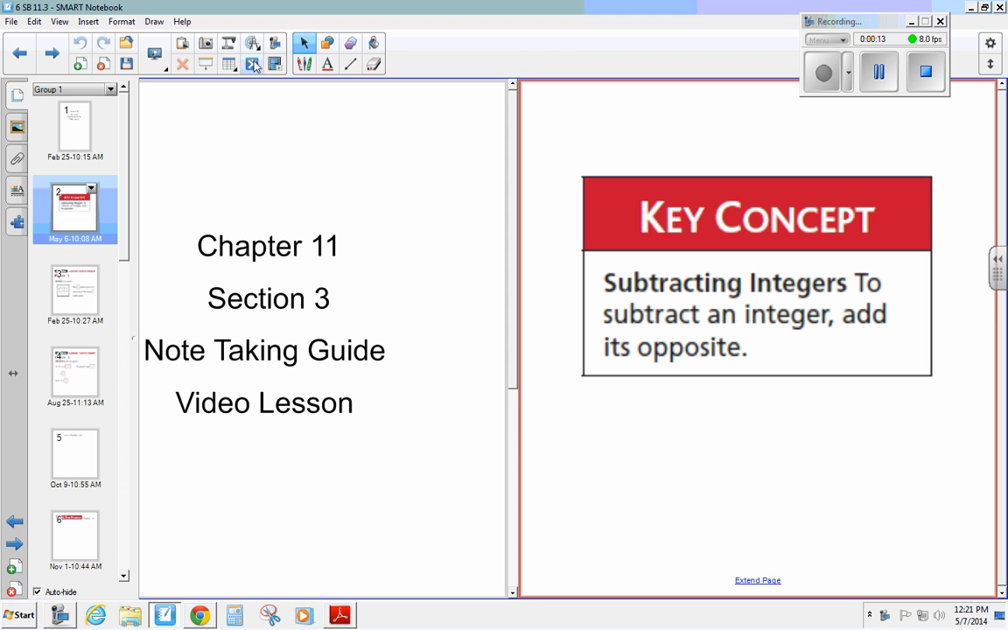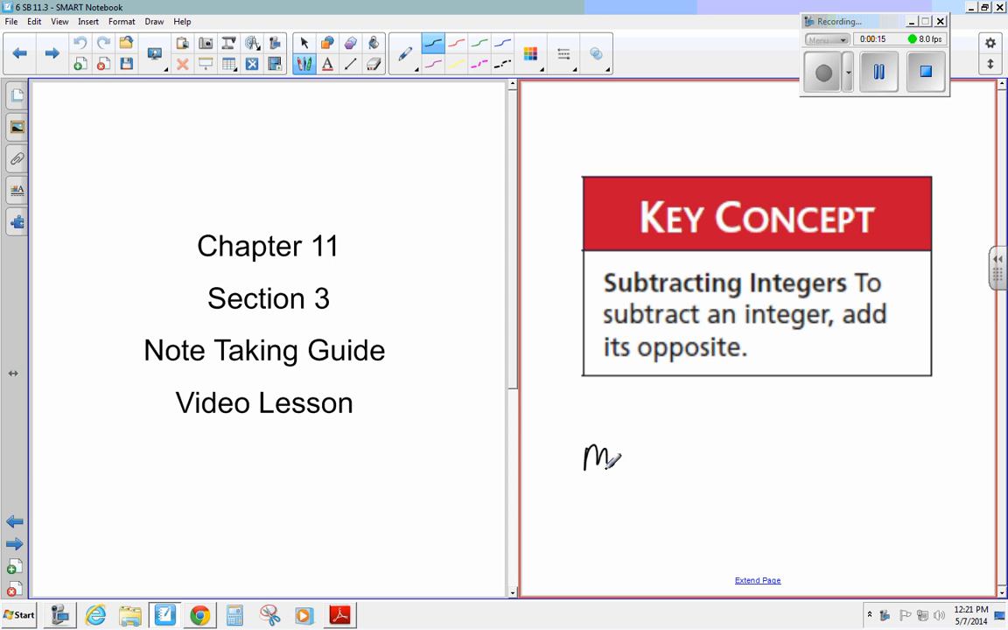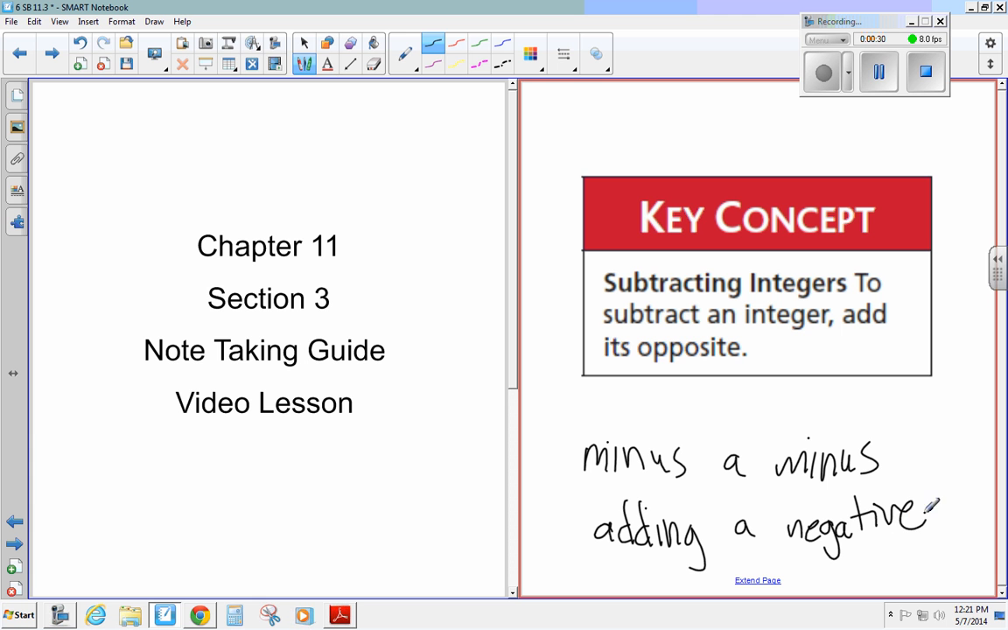Okay, basically what you'll hear me say is "minus a minus," or you might hear me say "adding a negative." Okay. So, let's take a look here.